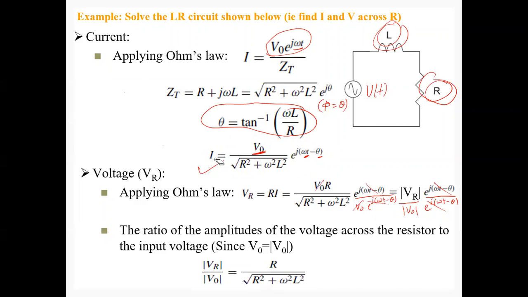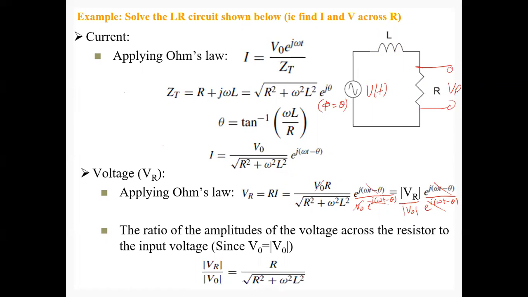Okay. Let me find the voltage across the resistor then. What is the voltage across this guy here? What is VR? VR equals RI, right? Ohm's law. What is your I? I is this. Then multiply by R, meaning this.